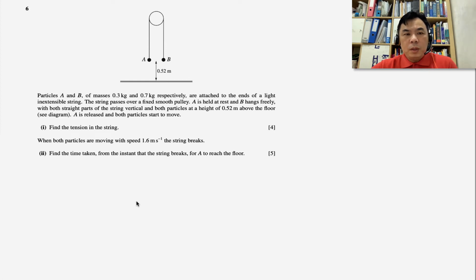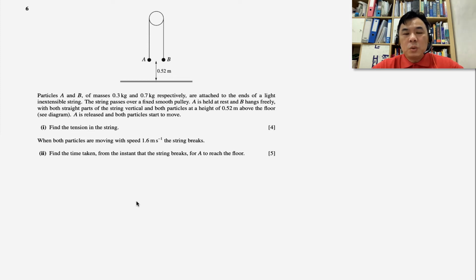Particles A and B of mass 0.3 and 0.7 respectively are attached to the ends of a light inextensible string. The string passes over a fixed smooth pulley. A is held at rest and B hangs freely, with both straight parts of the string vertical and both particles at a height of 0.52 meters above the floor. Now A is released and both particles start to move.